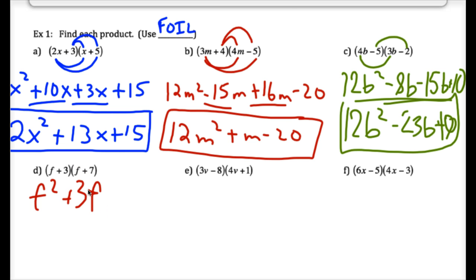Plus 3f, oh no, 7f. Outside, yeah, do your outside first. You can totally do FIOL, which doesn't make a coherent word, and you get the same answer, but FOIL's much cooler.